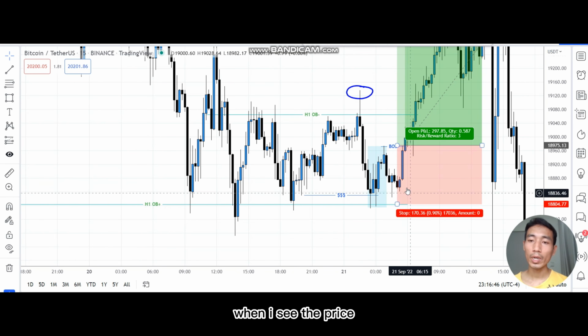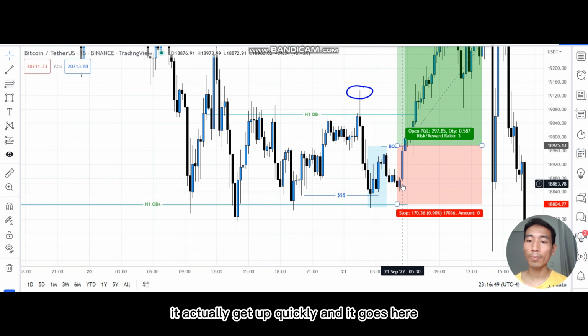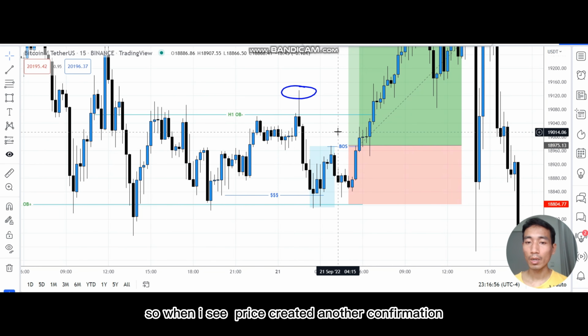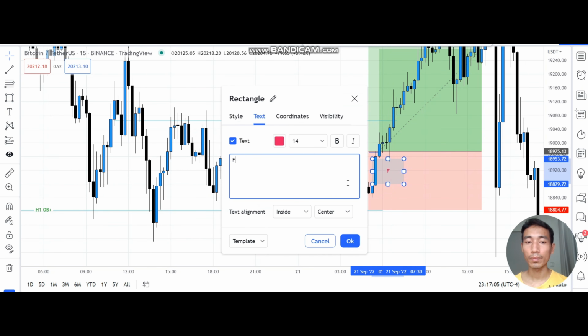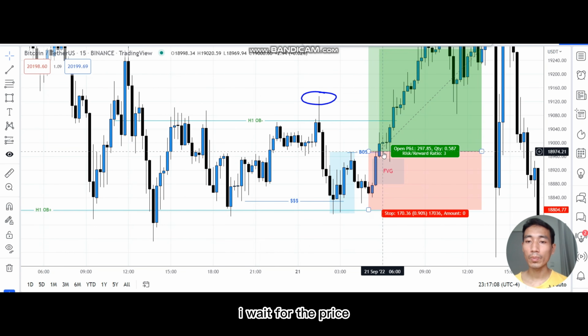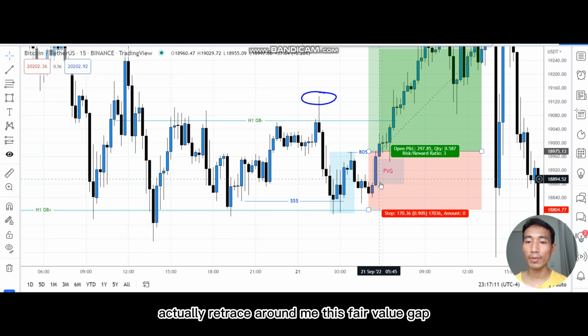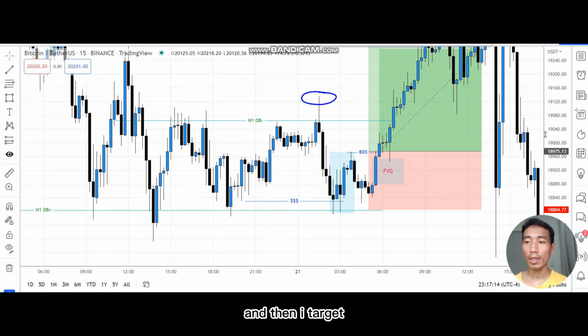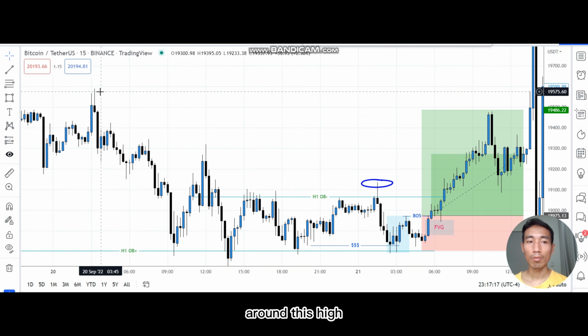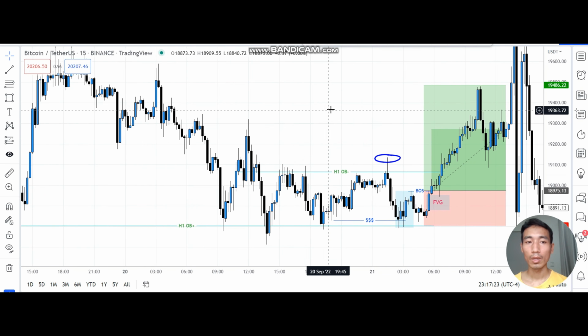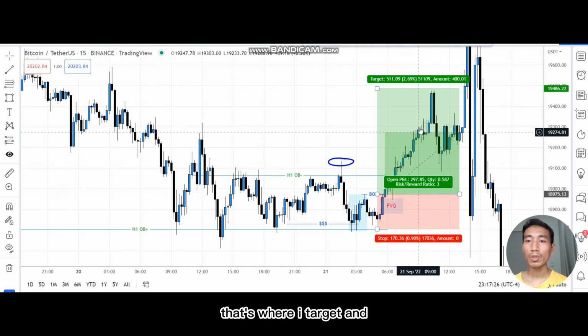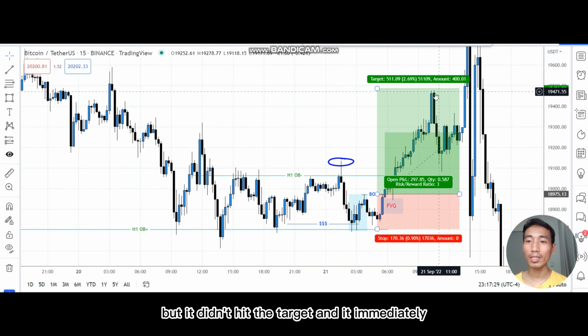For more confirmation, I see the price actually get up quickly and go here. So when I see price create another confirmation, which is a breakout structure, and have this fair value gap right here, I wait for the price to retrace near this fair value gap. I have an entry, and then I target around this high, around this fair value gap. That's where I target. And price actually went really near this target, but it didn't hit the target.